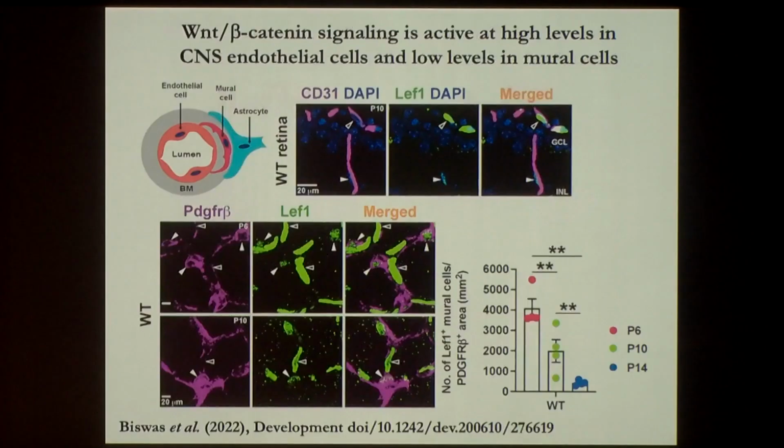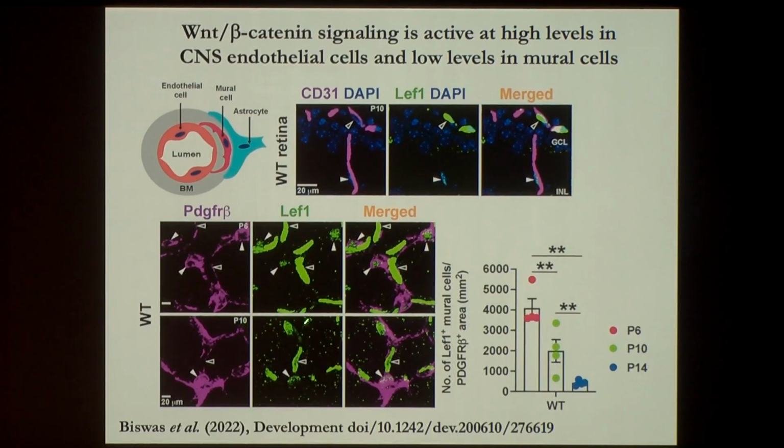But one of the questions that one of my postdocs in the lab had, Saptarshi Biswas, he's here in the audience and giving a talk tomorrow, is whether, in addition to endothelial cells, mural cells can also express or respond to the canonical Wnt signaling. They do express the receptors. They're exposed to the ligands, and so one of the questions that we had is to what extent mural cells that are adjacent to endothelial cells respond to this.